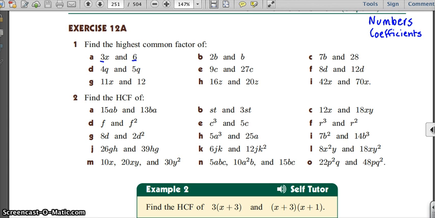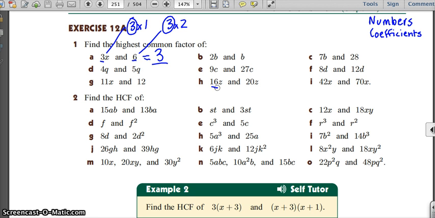Being 3 and 6, we're trying to find the common factors there. The factor of 3 is 3 times 1, and the other is 3 times 2. So that which is common is the number 3. So the only common factor we have here is 3.